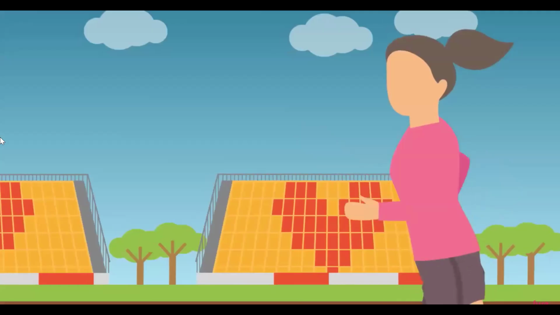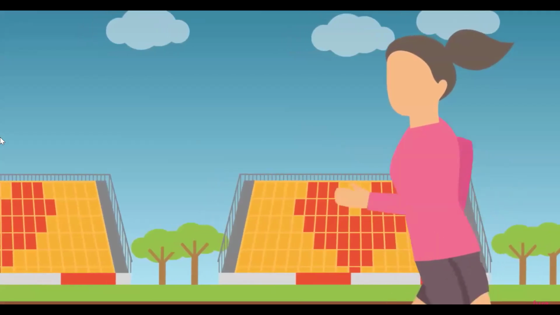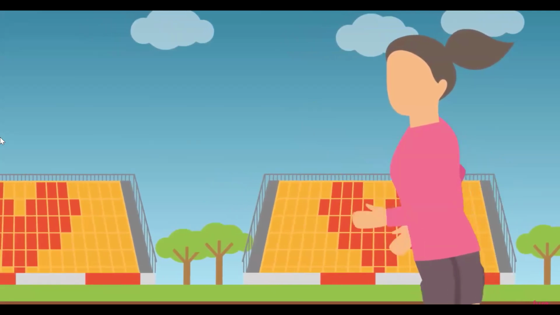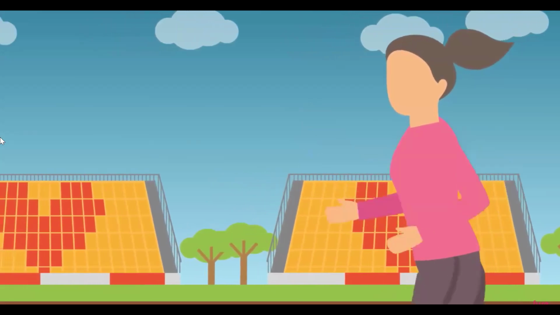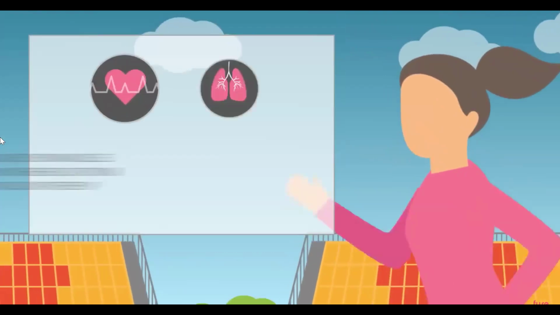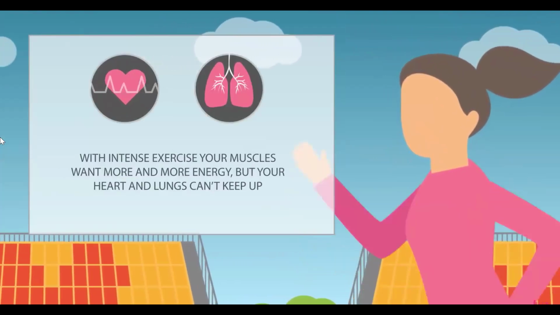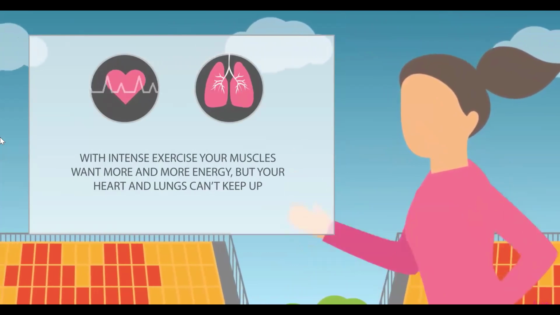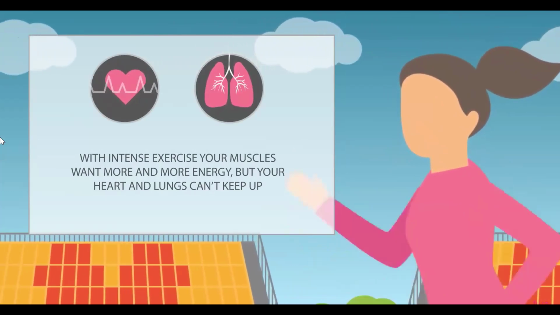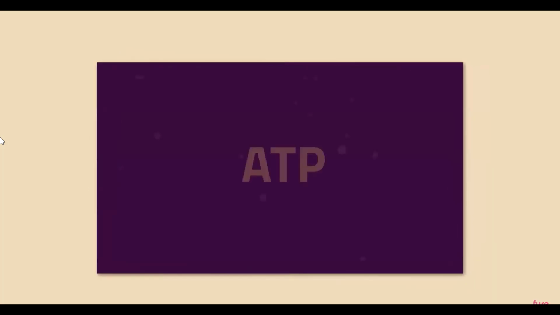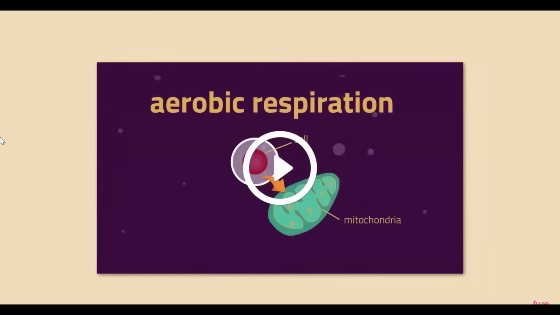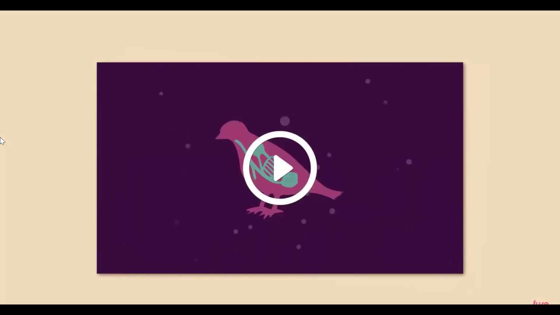You are running a 1,500-meter race. Breathing deeply to get the oxygen so that you can respire and keep up the energy supply to your muscles. Your muscles keep wanting more and more energy, but your lungs can't keep up. Do you have to quit the race? No. In the respiration video, we discovered the difference between aerobic and anaerobic respiration, and then looked at aerobic respiration in more detail.